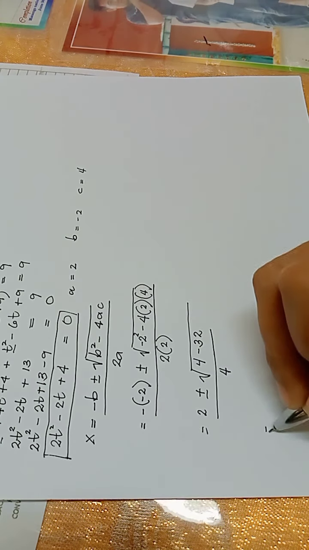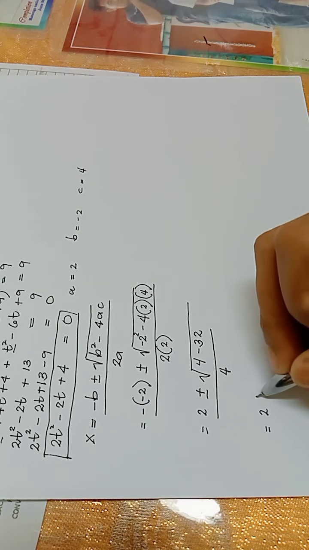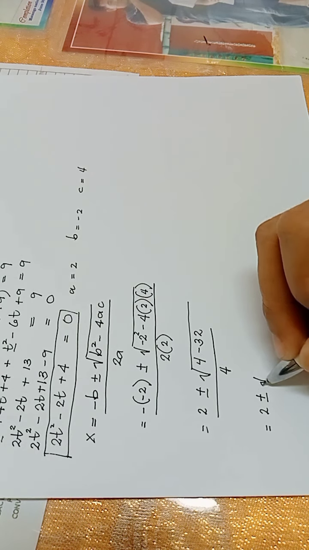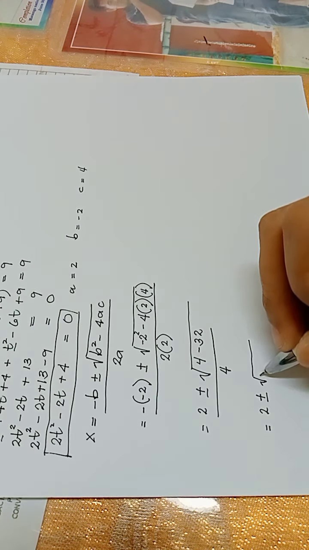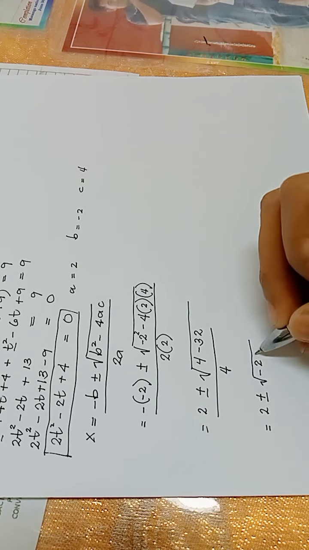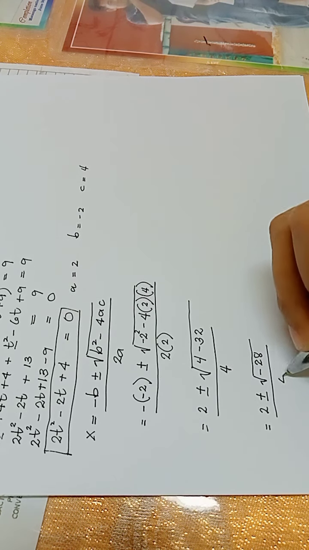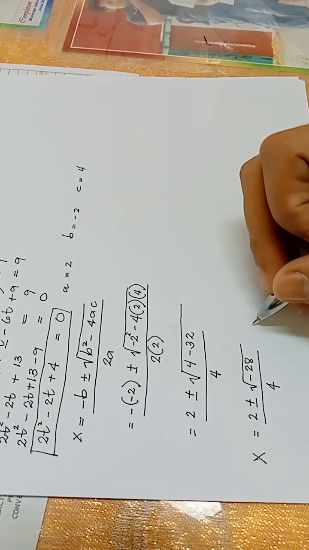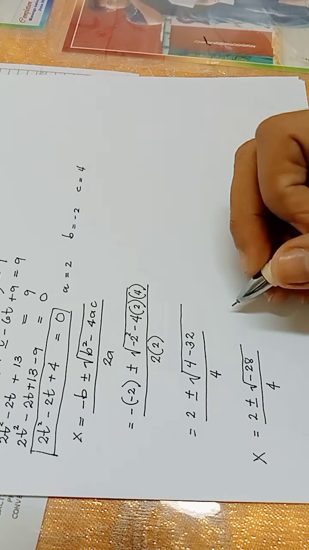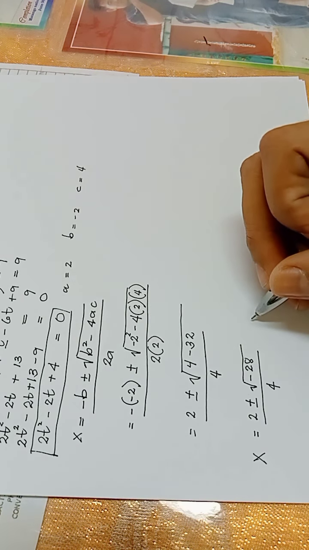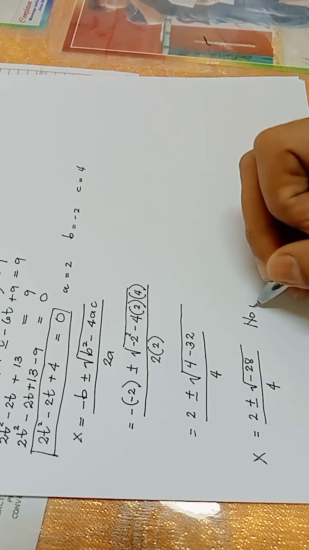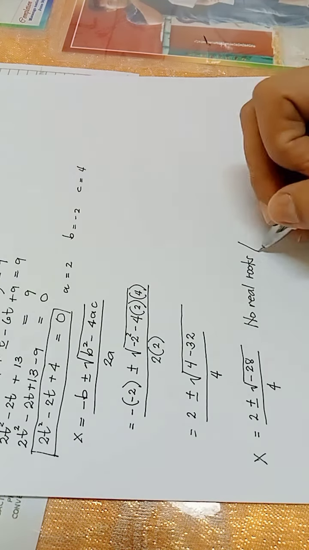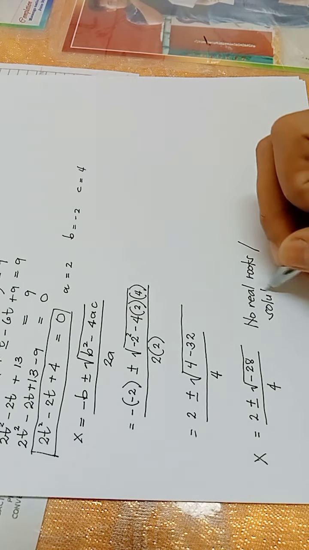Okay, as you can see, the discriminant is a negative number kasi 4 minus 32 is negative 28 over 4. Ibig sabihin, ang ating quadratic equation ay walang real root kasi there will be no root ang negative numbers. So, ang lalagay lang natin dito, no real roots or solutions. Yun.